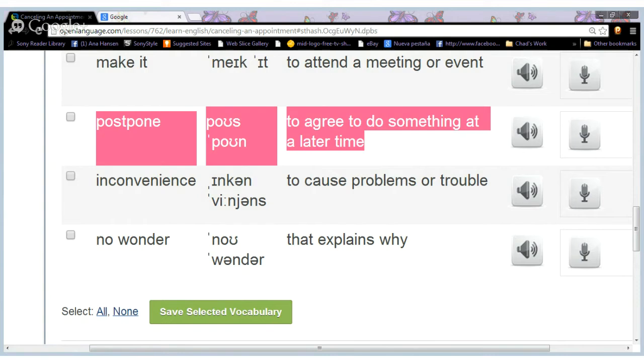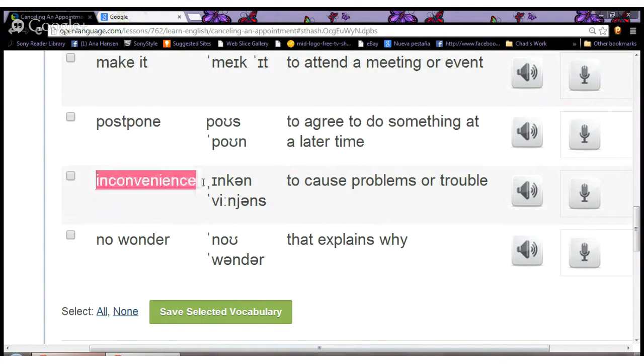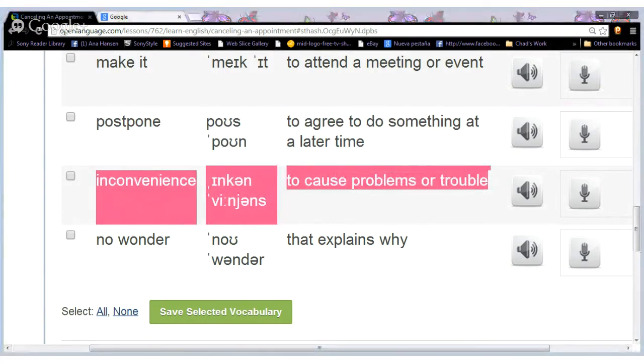Very good. And our next word. Why is that doing that? Hold on, you guys, sorry. My computer's trying to catch up with itself. Our next word here is inconvenience, and this is for Oscar.